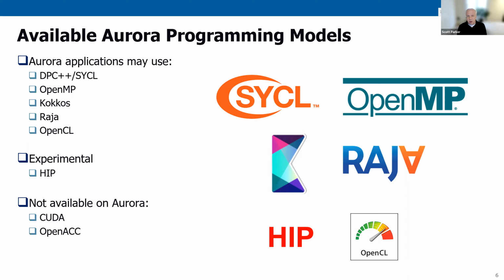And in terms of what's not available, not surprisingly, CUDA itself is not available, as that's an NVIDIA product. And like I said, we're hoping to provide HIP eventually. And we won't be providing OpenACC. I think OpenMP will probably fill the role of OpenACC for most people on Aurora and possibly on other platforms going forward. Next slide.